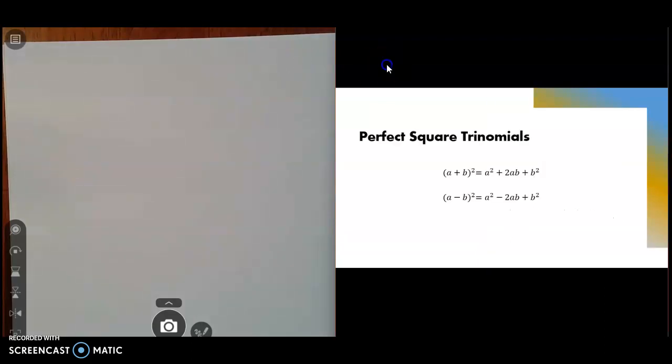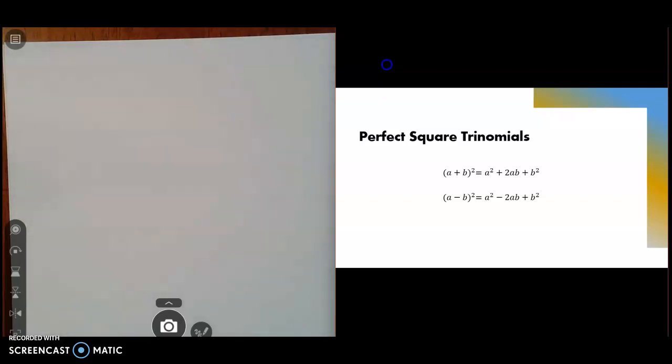Completing the square is trying to make a perfect square trinomial. So I'm going to back up to what perfect square trinomials look like when they're expanded so that we can make them. If you have (a + b) squared, multiplied out it looks like a squared plus 2ab plus b squared. You have perfect squares on each side, and if you take the square root of a and b, multiply those together and then multiply by 2, that's the middle term.